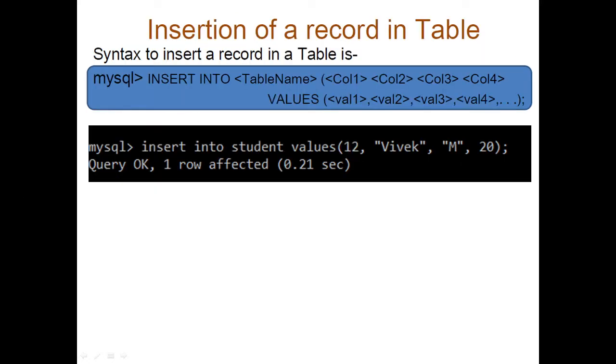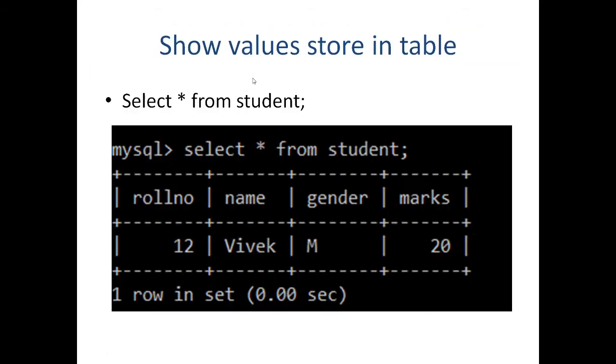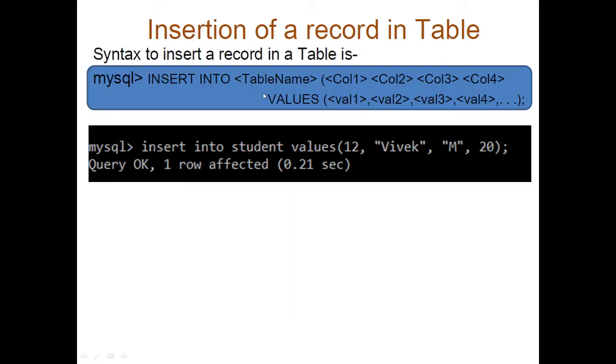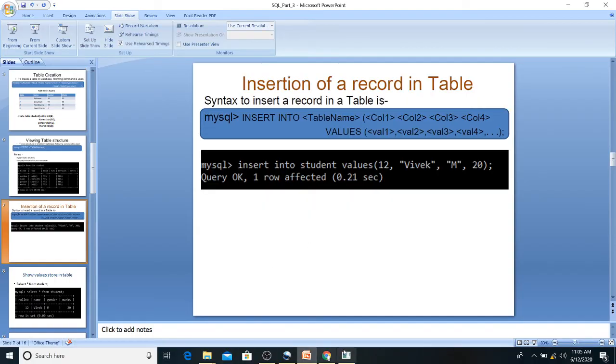Now see, our table is made. Now I have to store the records in my table. I have to store records in my table. So see, there are 4 columns in my table and I will store all this record. I will store all this record in my table. So to insert a record in a table, again come back to here.